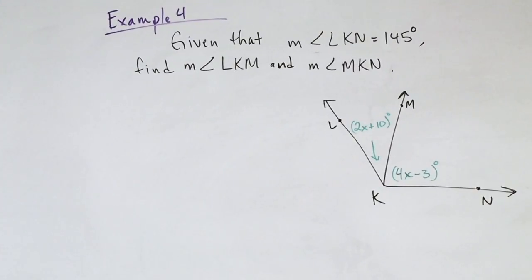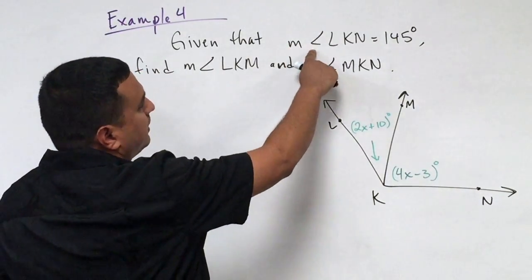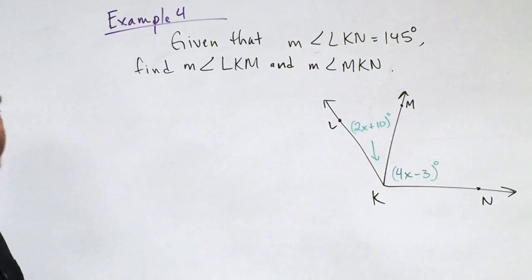Here's this example. Given that the measure of angle LKN is 145 degrees, we want to find the measure of angle LKM and the measure of angle MKN. And this little m right here stands for measure. We would read this as the measure of angle LKM. Just a little bit of notation information for you.